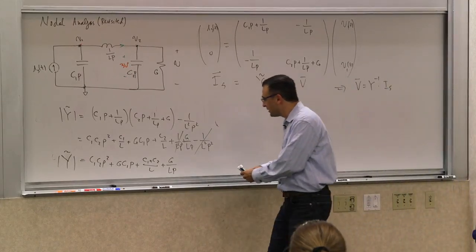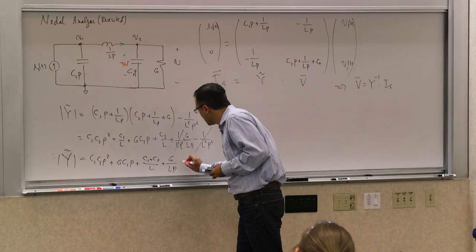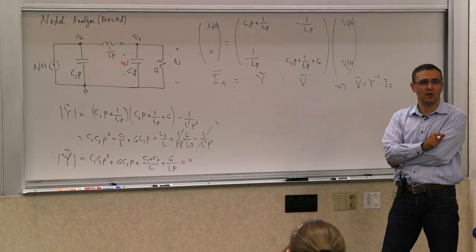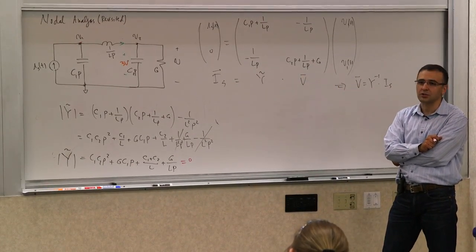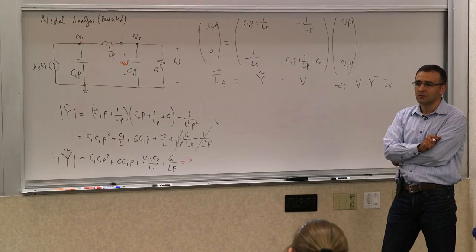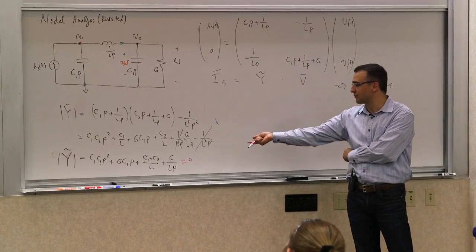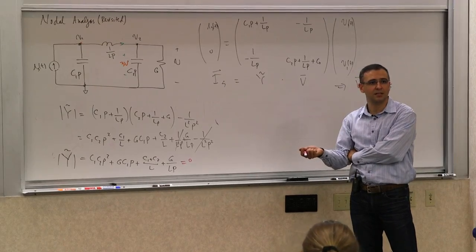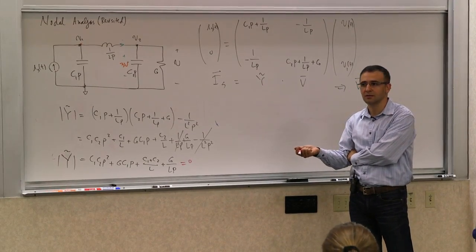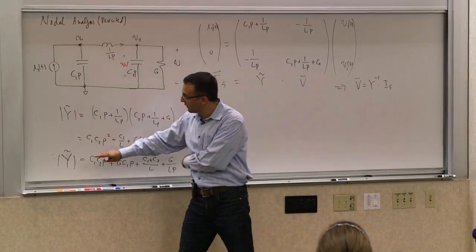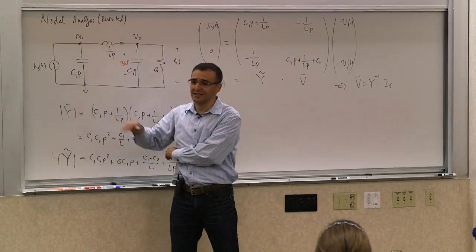If I set this to 0, what do I mean by 3? It means that how many roots do I have, if I set this to 0 and want to solve this equation? What's the order of that equation? One way to find out, with some caveats, is to multiply by LP, then you get a P cubed, right? So it's a third order equation. So the order of the Y matrix is actually the order of the system.